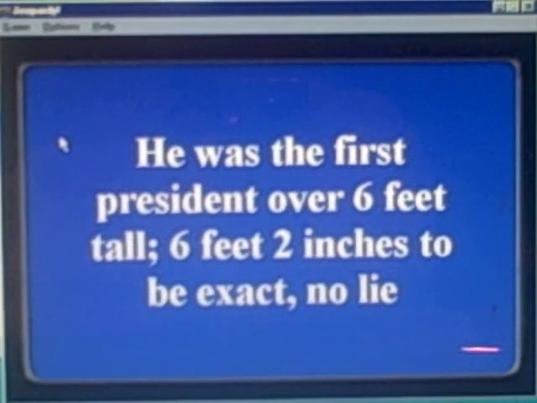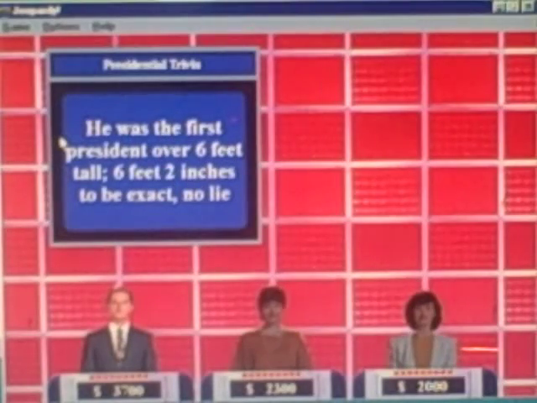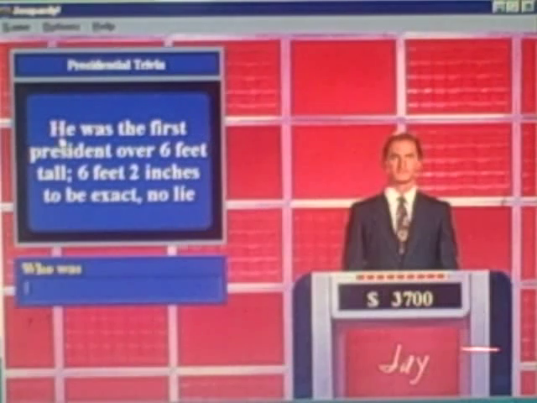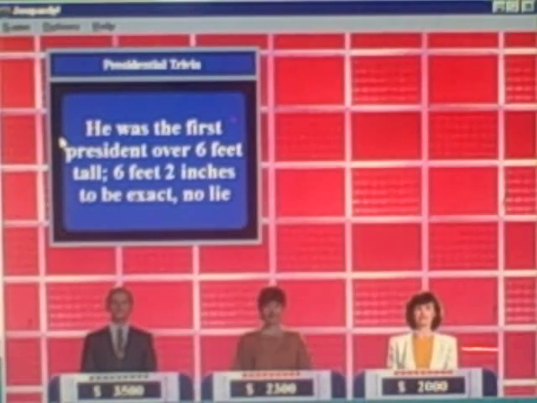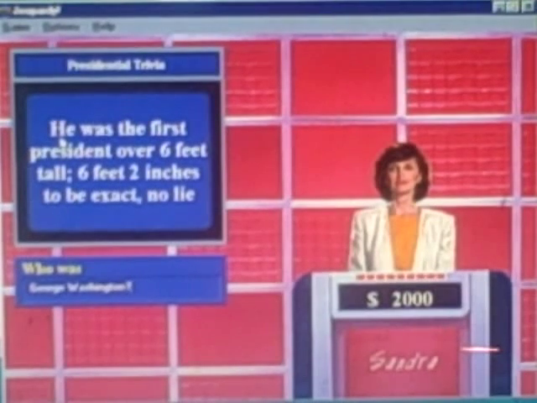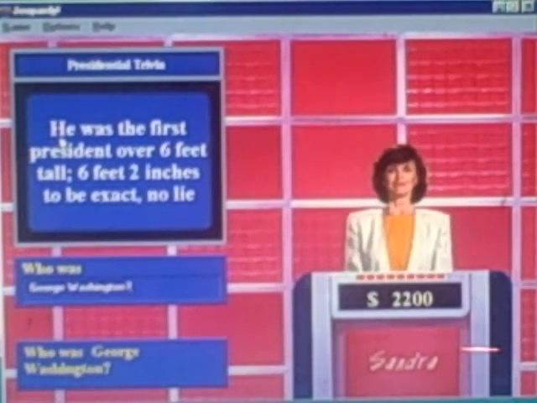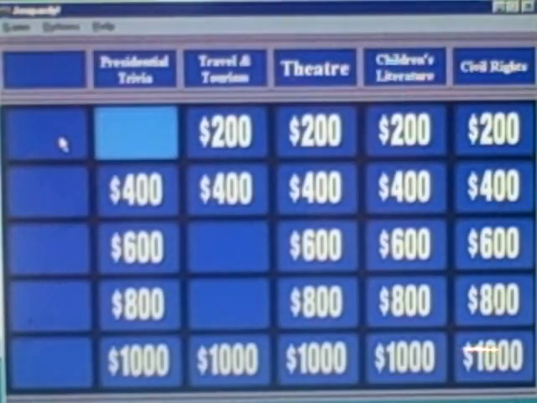Presidential Trivia 200. He was the first president over 6 feet tall, 6 feet 2 inches to be exact. Contestant number 1: Who is Abraham Lincoln? Sorry, that's incorrect. Contestant number 3: George Washington. Yes, that's correct.